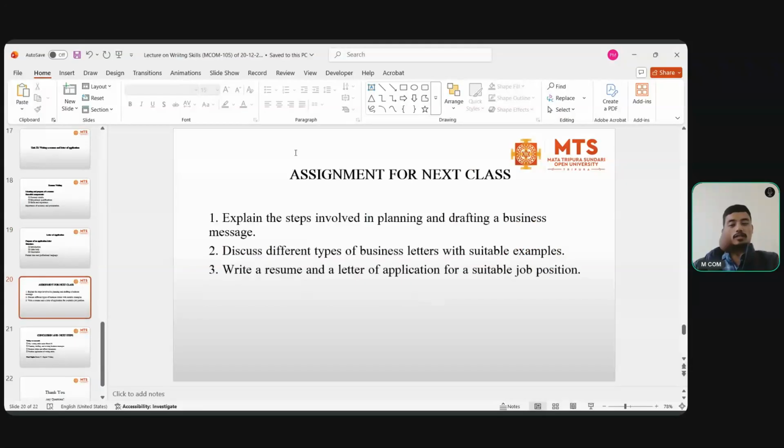So now, we have an assignment for the next class. You prepare this as a kind of self progress, to see how far you have understood the lecture, or this block 3, that is writing skills. Based on our lectures, I have given 3 questions. So go through the lectures again, go through your SLM, and then attempt these questions in your own words.